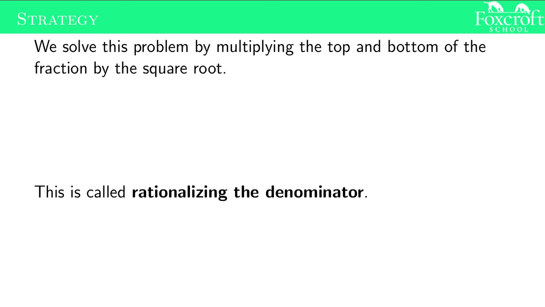We can always change the way a fraction looks by multiplying the top and bottom by the same thing. And the way we're going to do it in this case is multiply it by the square root that's giving us an issue. This process of making sure the denominator does not have a square root is called rationalizing the denominator. It's not something you really have to know fully, but if you're reading a book, you might see rationalizing the denominator. That just means making sure there's not a square root on the bottom.